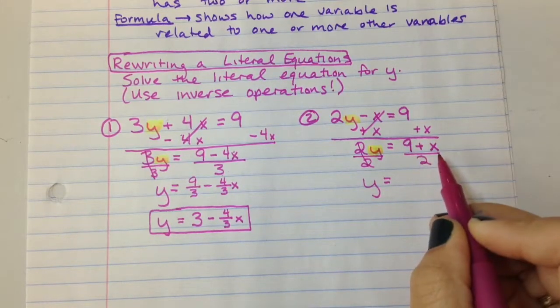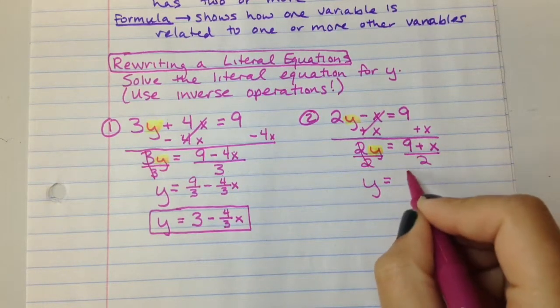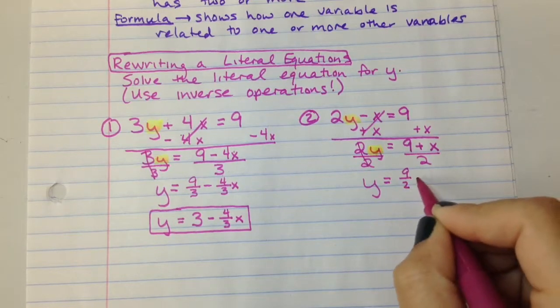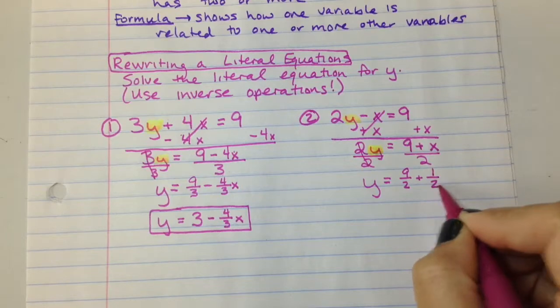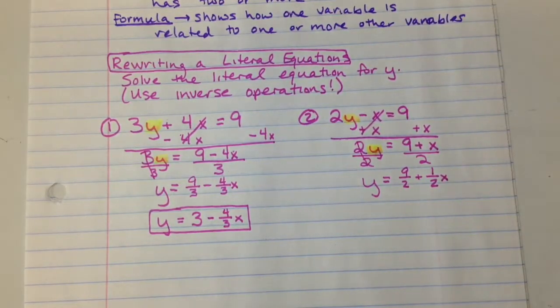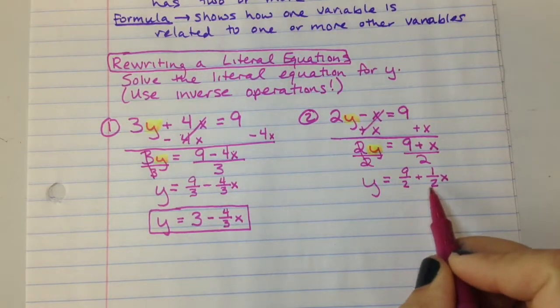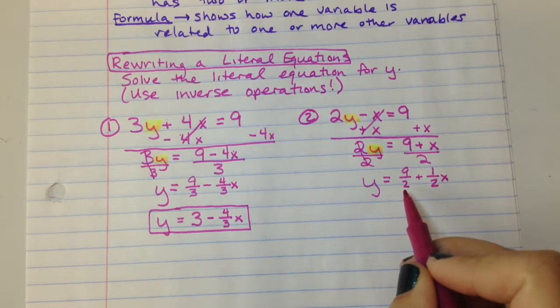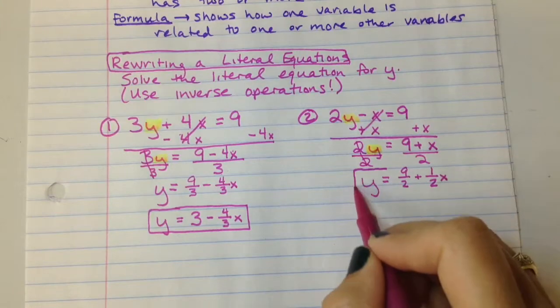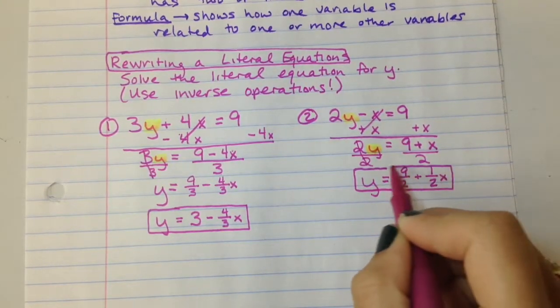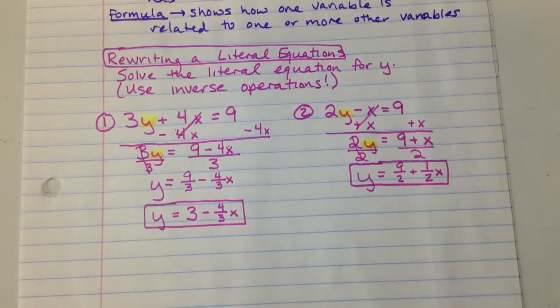And I have a big division, I make two smaller divisions. This would be 9 divided by 2, and this would be the invisible coefficient, which is 1 divided by 2 with the x. Now, can either of these two fractions be reduced to a whole number? No, they'd both remain as fractions or decimals, so I'm going to leave it as a fraction. Should you leave it as a fraction? Yes. Okay.